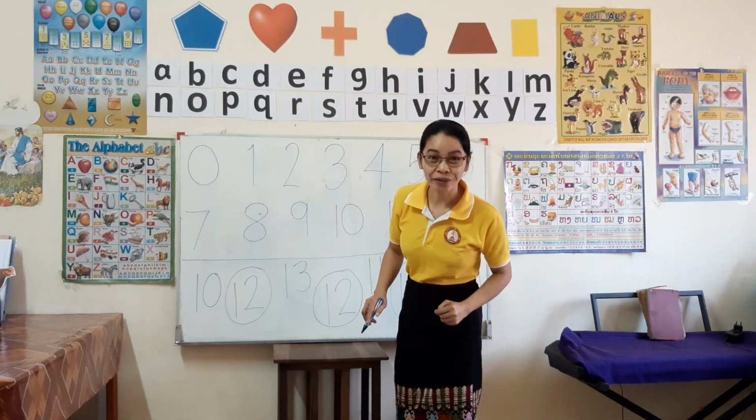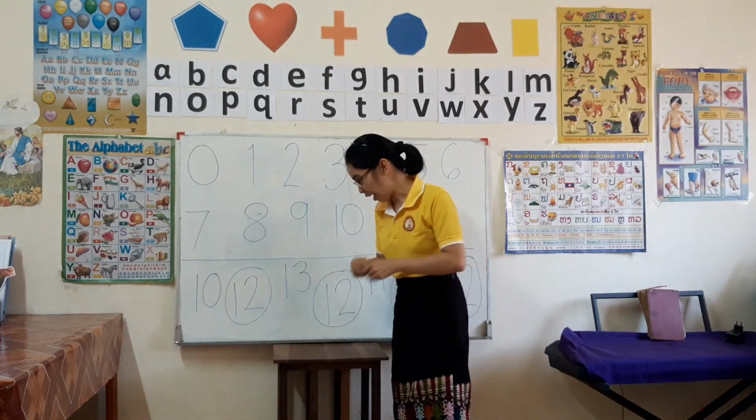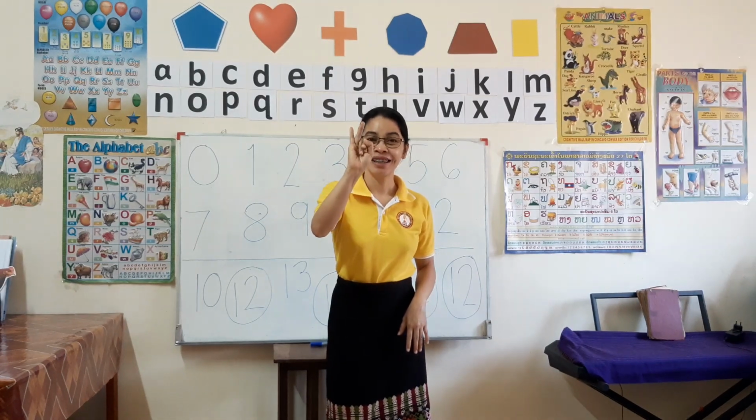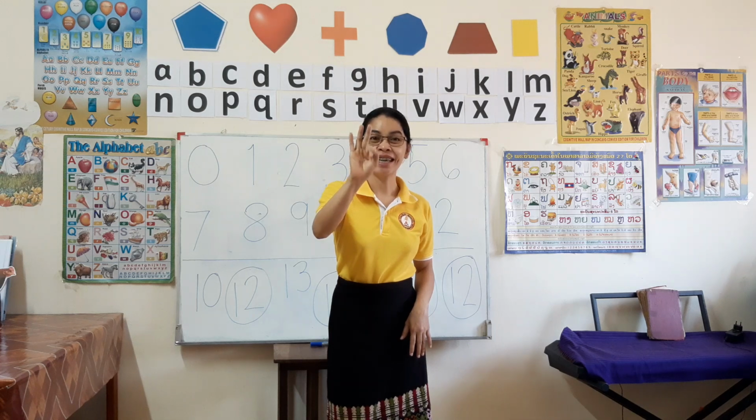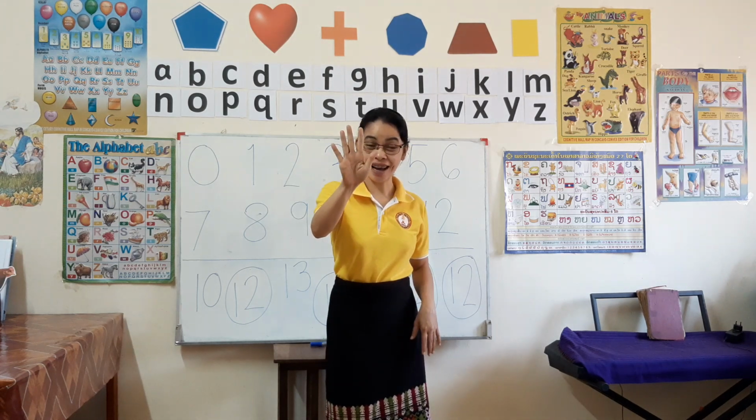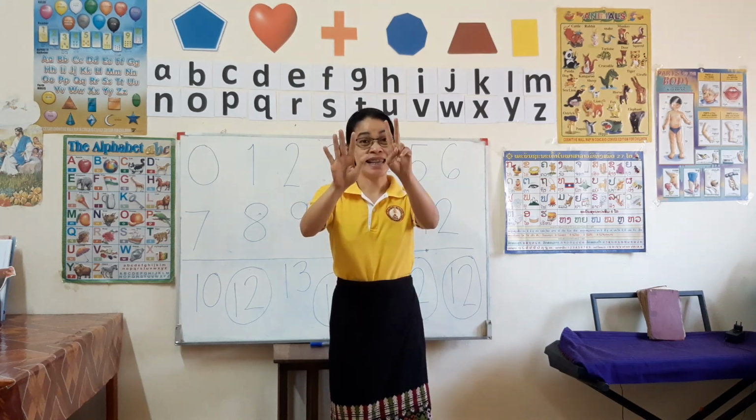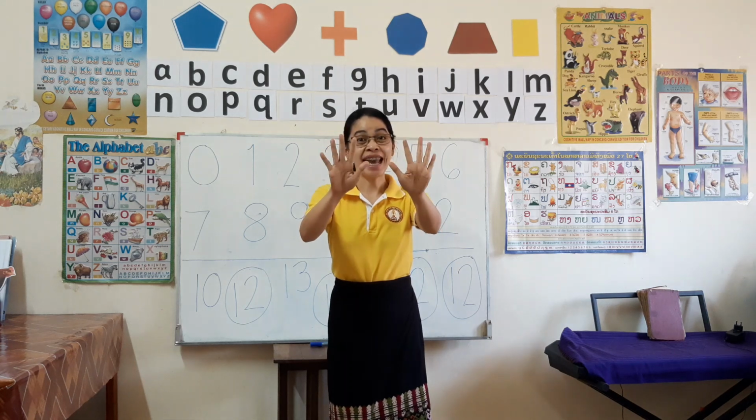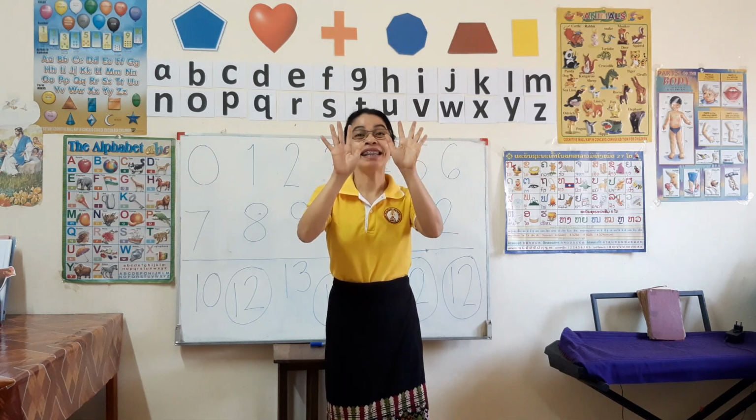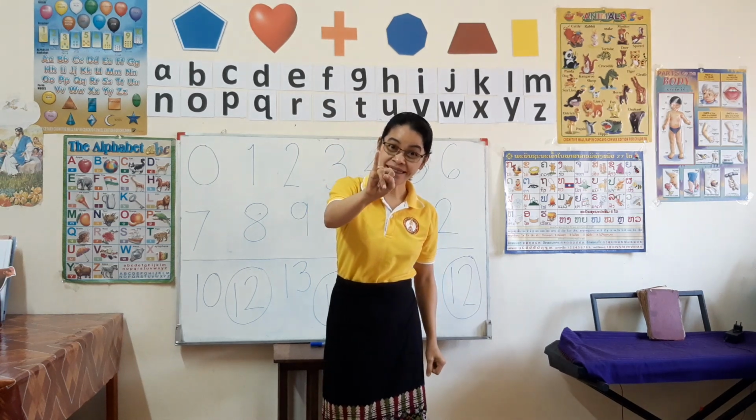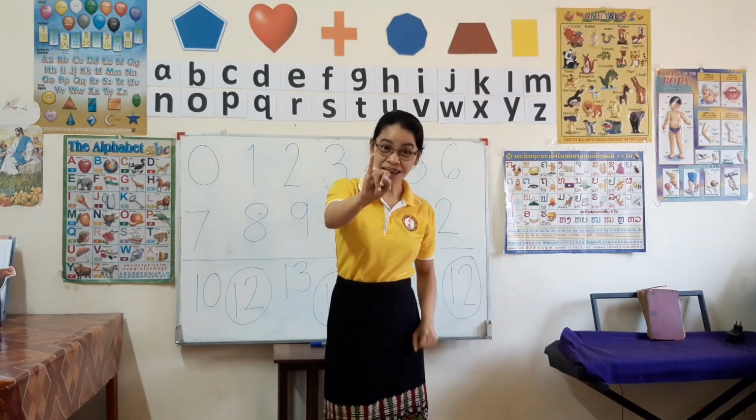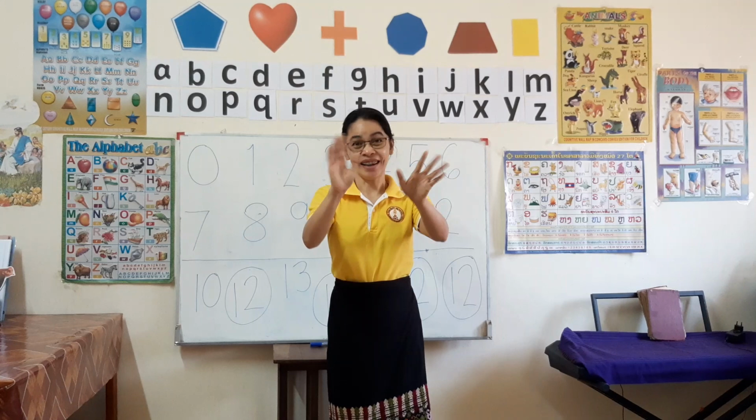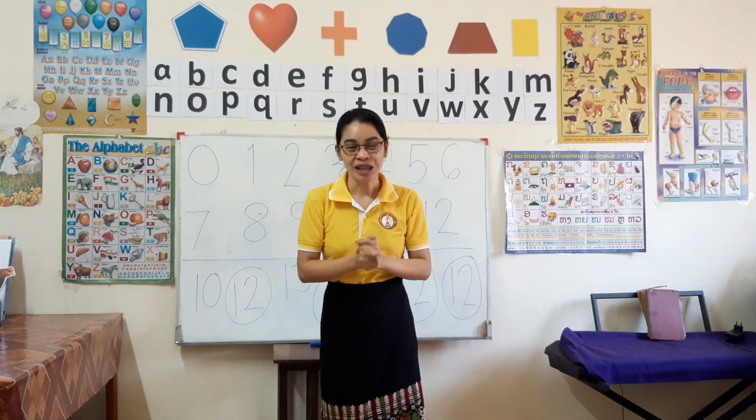12. 12. Okay, then let's try to count until 12. Okay, one by one. 1, 2, 3, 4, 5, 6, 7, 8, 9, 10. So how many fingers do we have? 10. Then count again. 11. What's the next after 10? 11. Then 12. Yes? So that's 12.